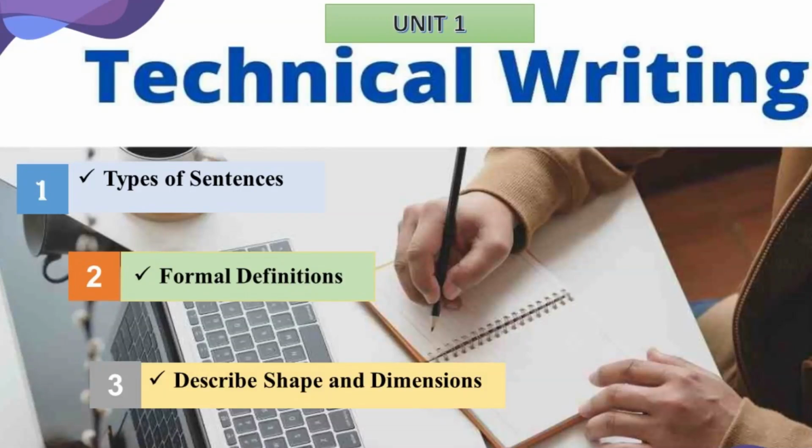So, gentlemen, let's start with Unit 1. This unit starts with some basic sentence writing and then proceeds to definitions and finally description of any object. So, we will be discussing some basic types of sentences, followed by how to formally define something and then describe an object in terms of shape and dimensions.